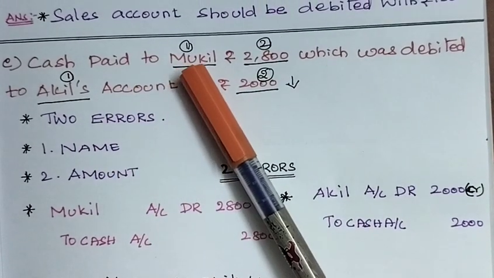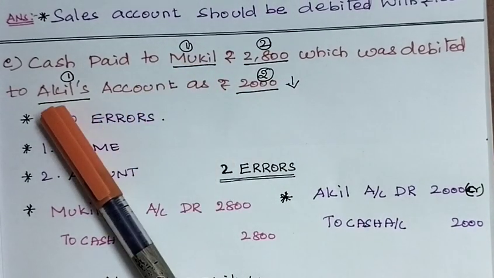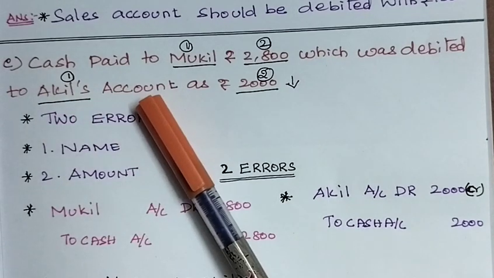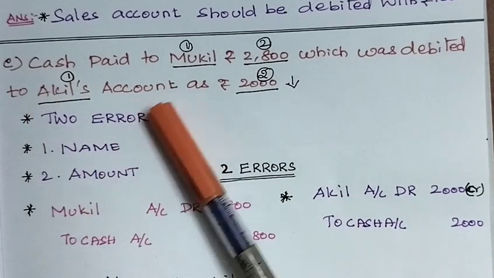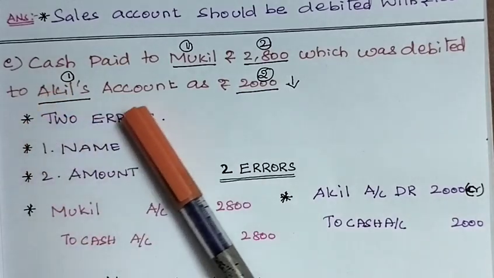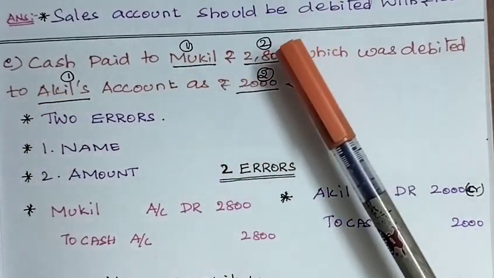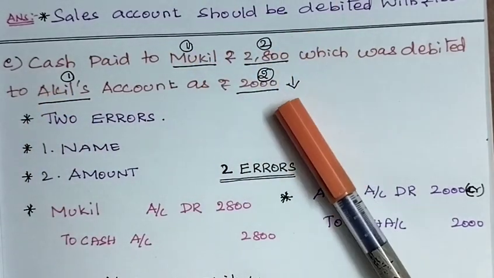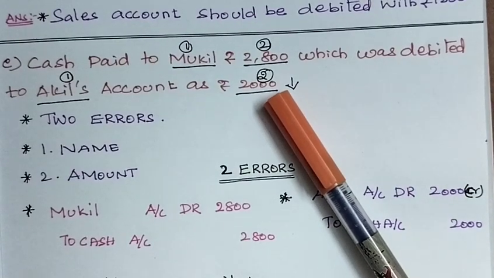Instead of Mukil's account, they posted Akhil's account. Instead of Mugil's account, they posted the Akhil account. And the second error is, instead of 2800, they entered 2000 rupees.